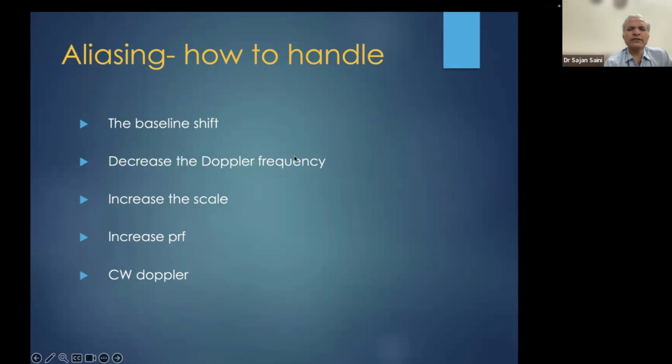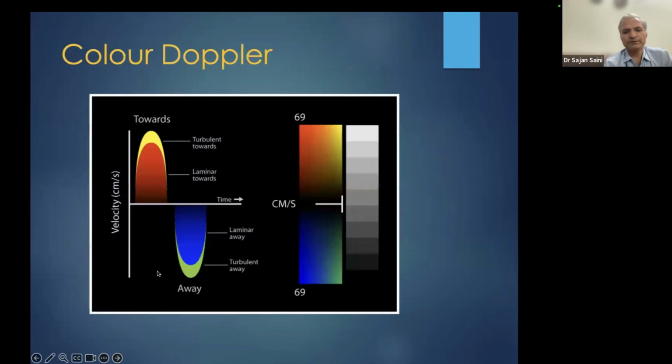The other way is to decrease the Doppler frequency, which you can use in an odd case, but the Doppler frequency is more or less constant. Although you can change it, there are ways to change it, and the machine comes with an option, but that's not a very lucrative option either. So the best option is to increase the scale. The second best option, if we are not able to use the pulsed wave Doppler after making the scale maximum, is to use the continuous wave Doppler in that particular case.